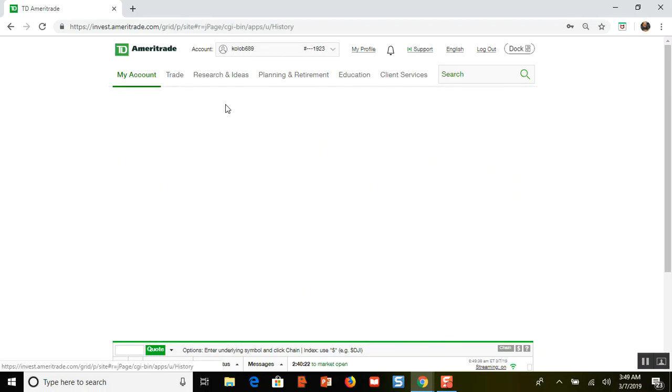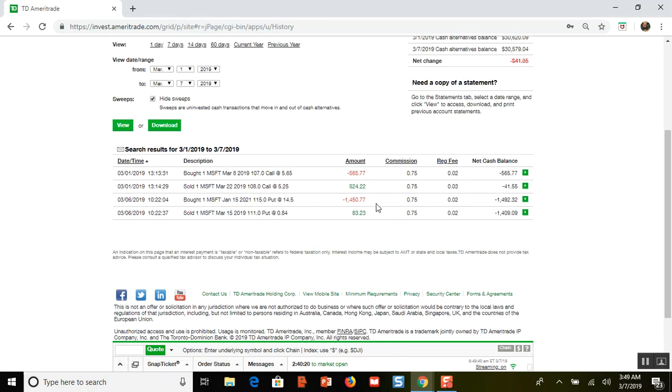Let's go to the transaction here so you can see. I spent, there it is right there, $1,450 and some change. And then I sold to open a 111 put, and it expires on March 15th. That is 9 days from now. Actually, now it's 8 days from now, and I got $83 for it.